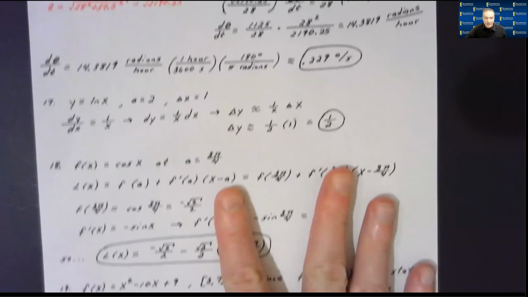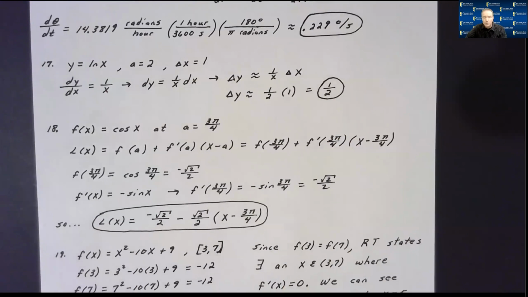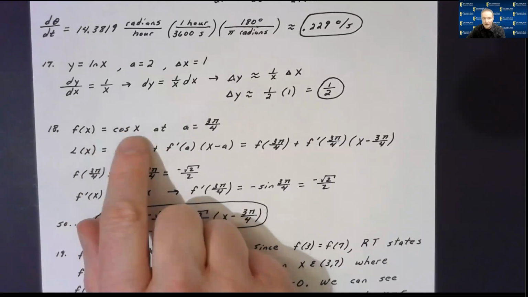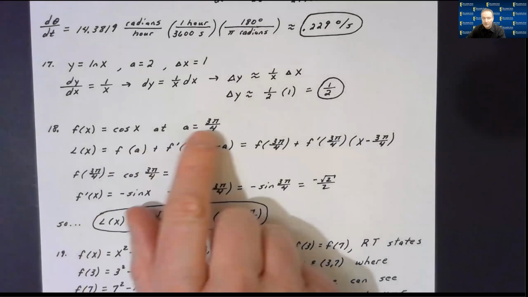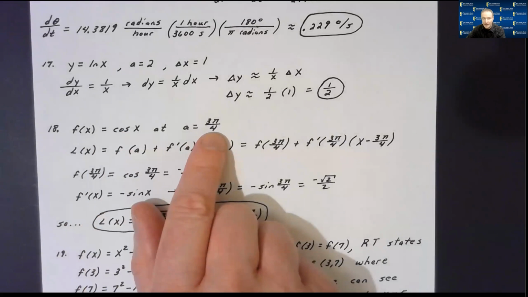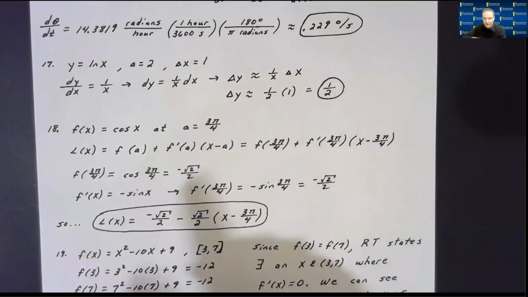Now, number 18. It's asking you to use this same idea of linear approximations to find a linearization for the function f of x is equal to cosine x at a is equal to 3 pi over 4. So we're going to find the linear function that fits through the cosine of x at 3 pi over 4, the best possible one.